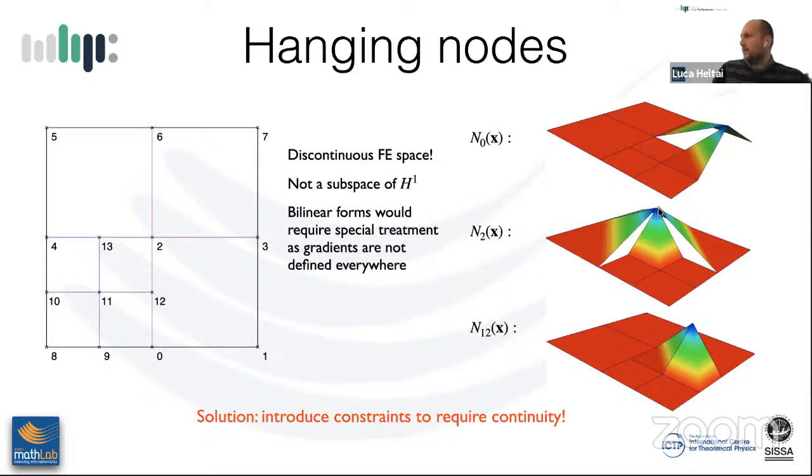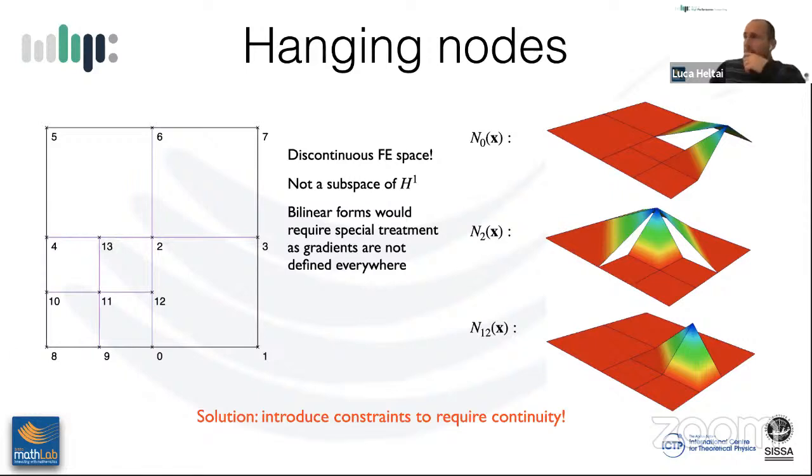So N2 is this part in the center. It's a function which is 1 here, and 0 everywhere else. So it's bilinear on each one of the elements, and it's 1 just on this vertex. And of course, you can do the same for number 12, which is this guy over here. So I'm just looking at these three basis functions, 0, 2, and 12, and of course all of these are discontinuous. The 12 is the one that is the most hanging, in a certain sense, because it's free to float and to go up and down as it wishes, and it will blow up when you look at it in this way.